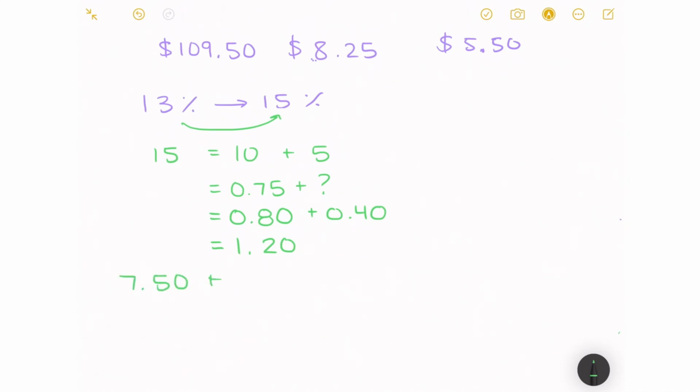So our 13% tax rounded up to 15% for our green example of $7.50 is $1.20. $7.50 plus $1.20 equals $8.70. So this is going to be slightly higher than the actual checkout price because we rounded up the tax from 13% to 15%. However, it will prevent us from accidentally breaking our budget.